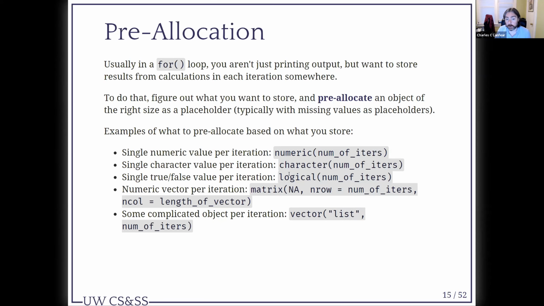Okay? There's also logical. Now, if you want more complex things, let's say for every iteration of our loop, it's going to generate an entire numeric vector. Maybe then we need to save it as rows or as columns of a matrix. We might say matrix NA, fill it with NAs. The number of rows in the matrix should be the number of iterations, and the number of columns should be the length of the vectors this loop is going to produce.